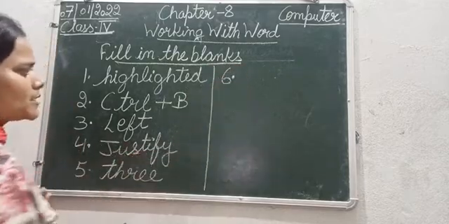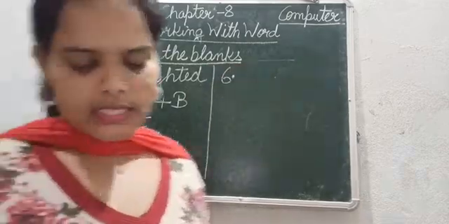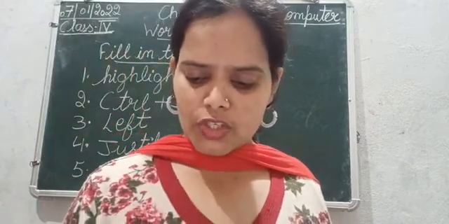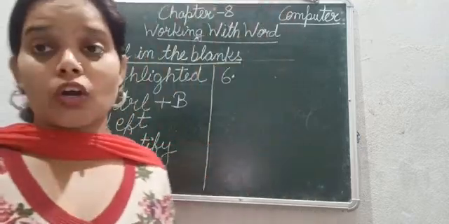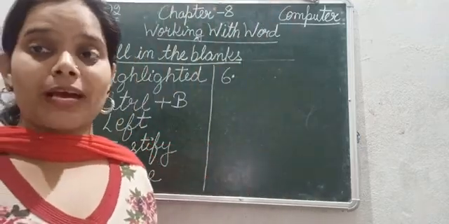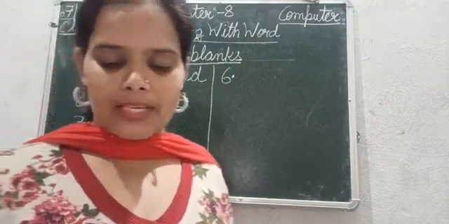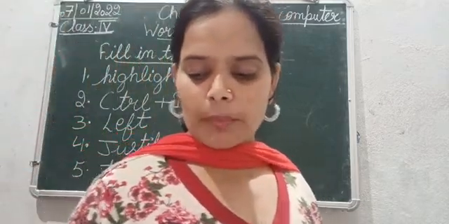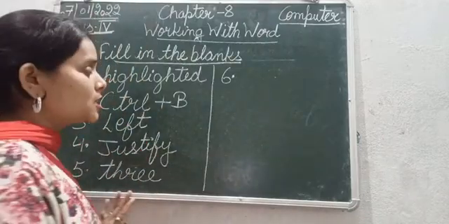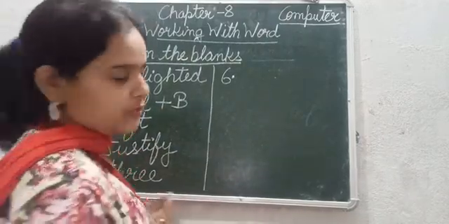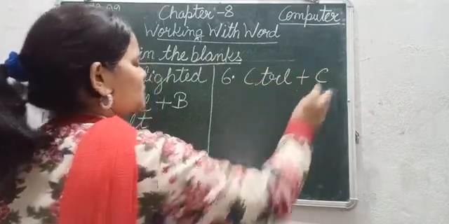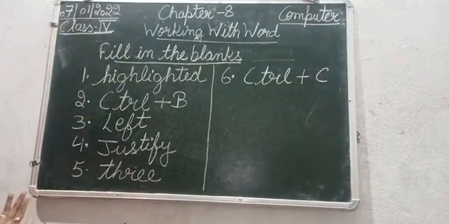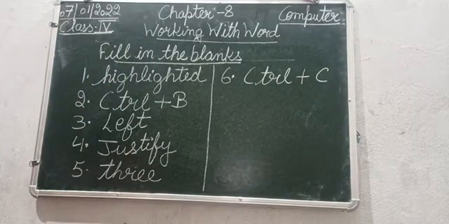Moving next to the sixth one. The sixth is dash is the shortcut command to copy the text. So what is the shortcut command to copy the text? The shortcut command for copying the text is Control plus C, that is CTRL plus C. So these are the answers for the fill-ups. You can pause the video and note it down in your notebooks.